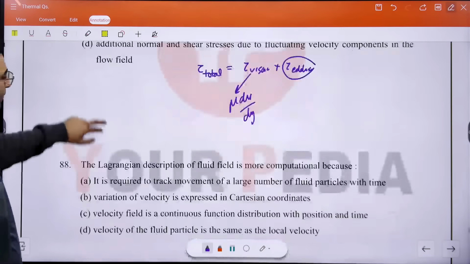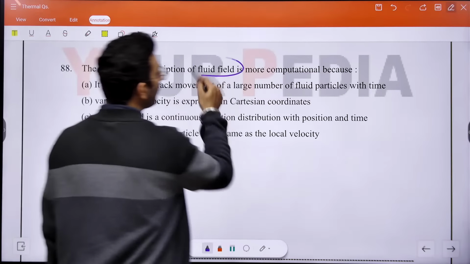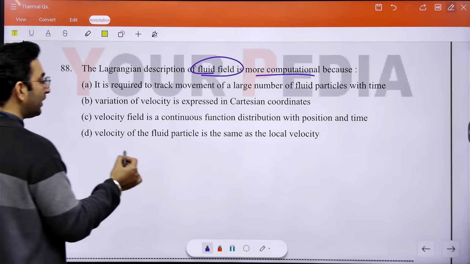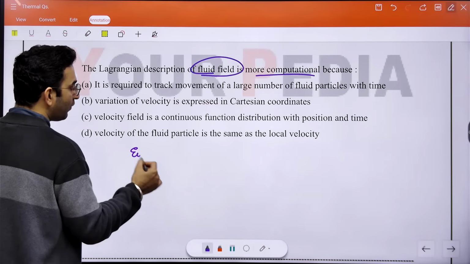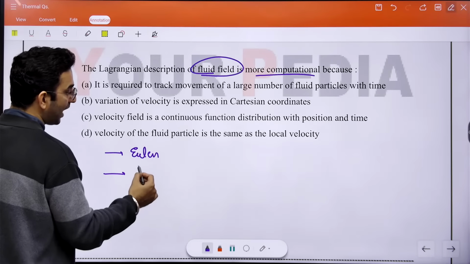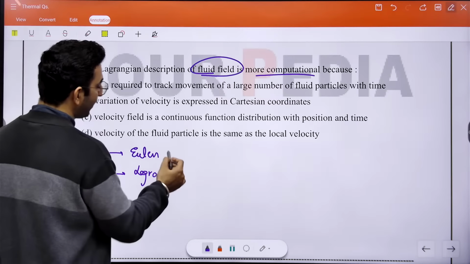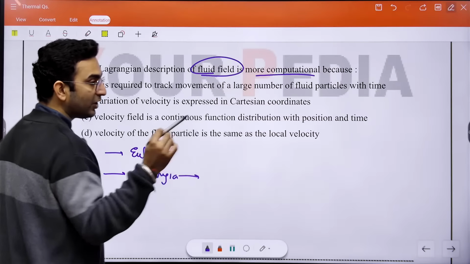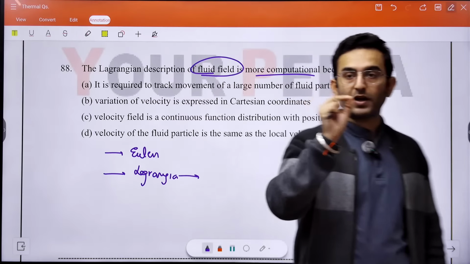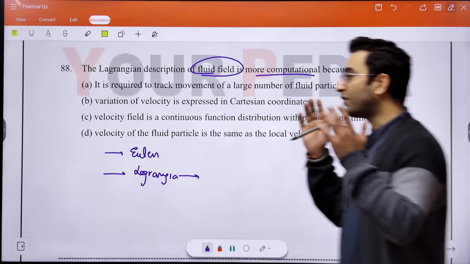Next, the Lagrangian description of a fluid flow is more computational because, why so? Remember that whenever you are doing the analysis here, we have two types of system description approaches. The first one is the Eulerian and the second one is the Lagrangian. In the case of the Lagrangian approach, we take a single fluid particle and we analyze the fluid particle over a period of time. Okay, so you may visualize it in that way.